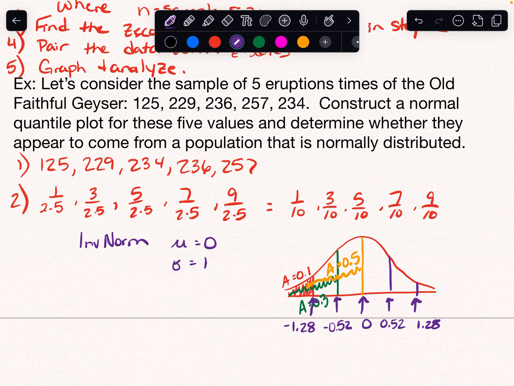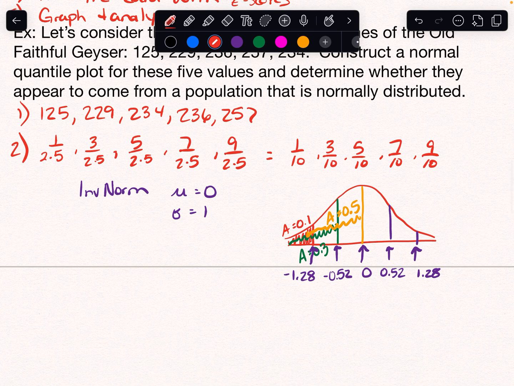Honestly, that would take a lot longer to type in all 5 of those in your graphing calculator. I just knew them from doing this before. But you'd have to do inverse norm for all 5 of those. So area of 0.1 to start, and then area of 0.3 for the second, area of 0.5 for the next, 0.7, 0.9 to get all 5 of these z-scores. I just don't want to waste your time sitting with my calculator here.